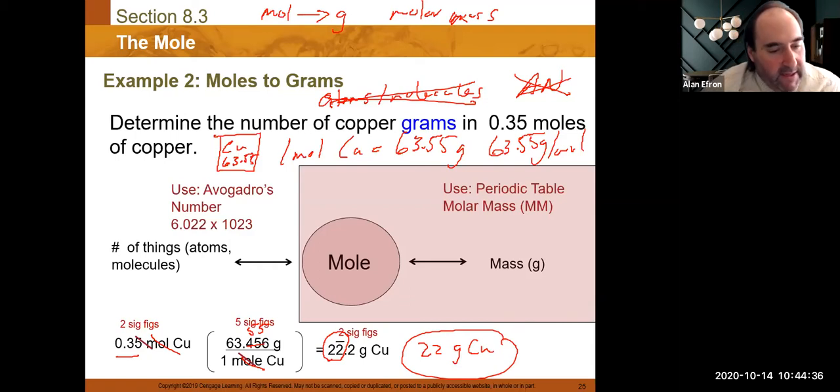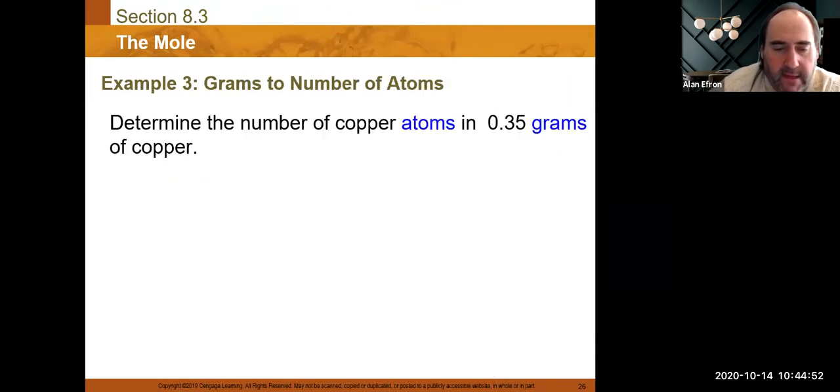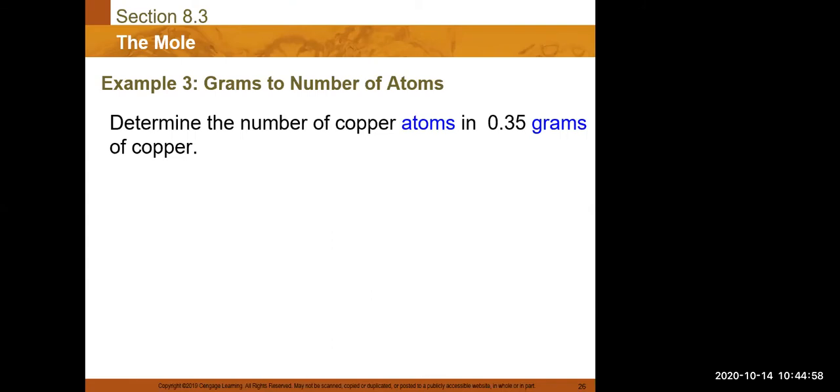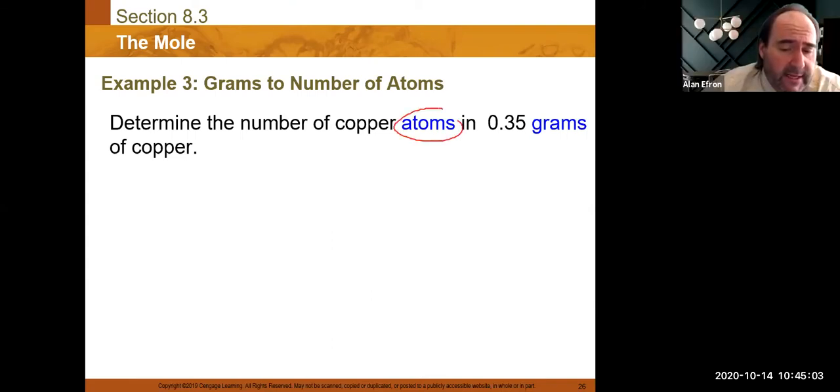Now, if we want to go all the way across, for example, taking us all the way from grams to atoms, we really want to put both of those things together. So if we look at the next example here, if we had 0.35 grams of copper, how many atoms would that be? Again, here we do see atoms, which means we do need to use Avogadro's number.